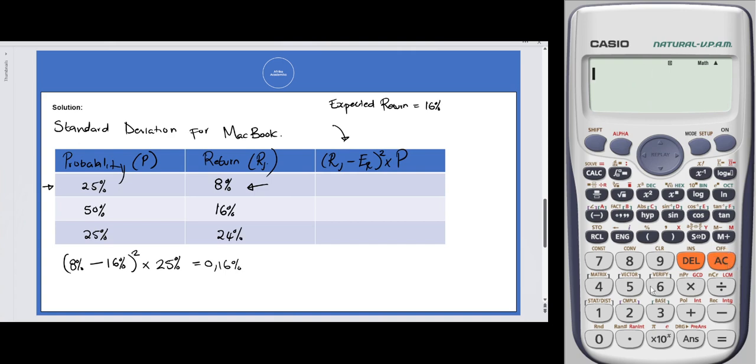So let me repeat again. You open a bracket, and then you have the return, which is 8%, and then you minus the expected return, which you calculated was 16%. You close the bracket, to the power 2, times the probability, which is 25%. You press the equal sign, and then convert to a percentage by multiplying by 100. Then you'll get 0.16%. That is how we calculate that.